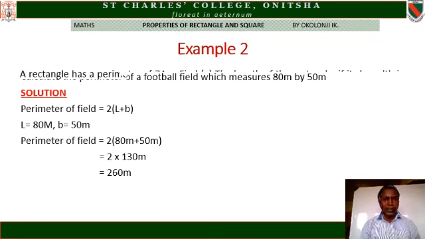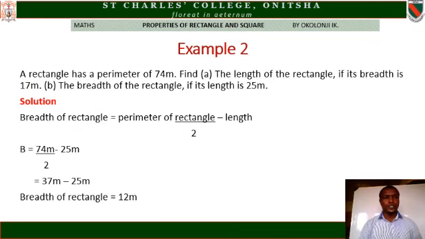Now let's look into example 2. A rectangle has a perimeter of 74 meters. Find A, the length of the rectangle if its breadth is 17 meters. B, the breadth of the rectangle if its length is 25 meters.